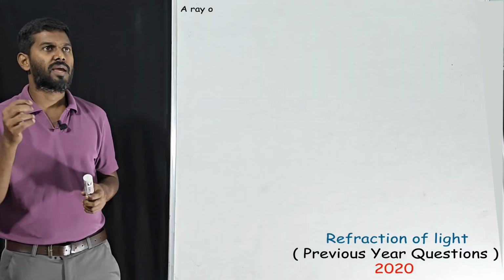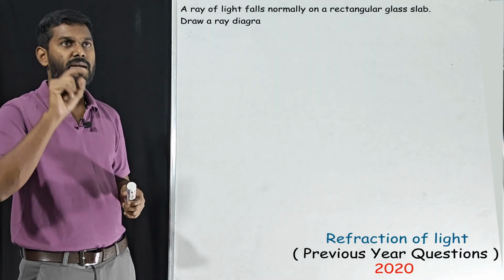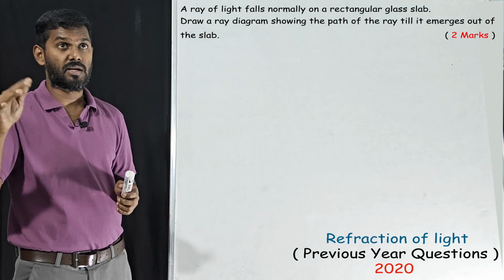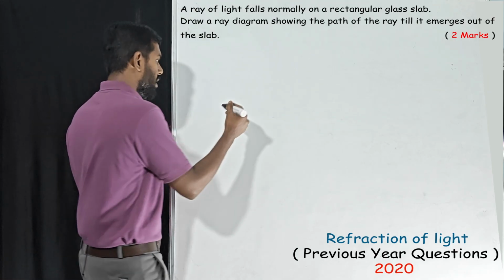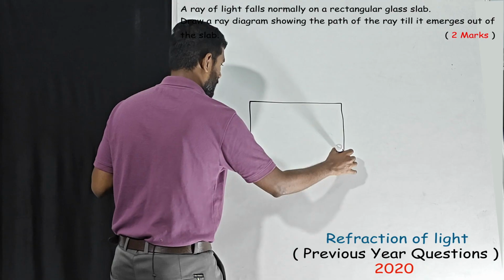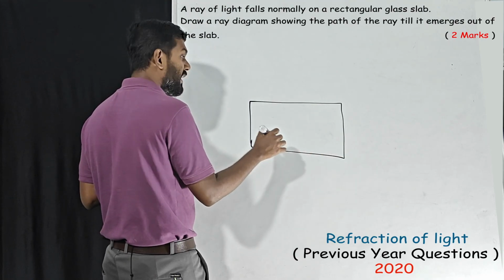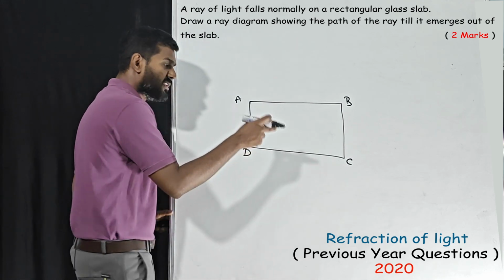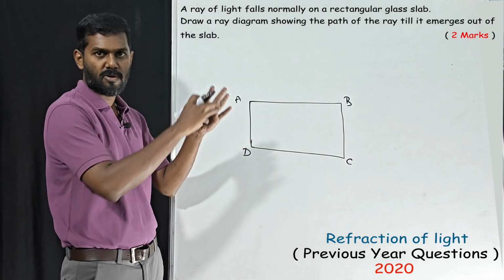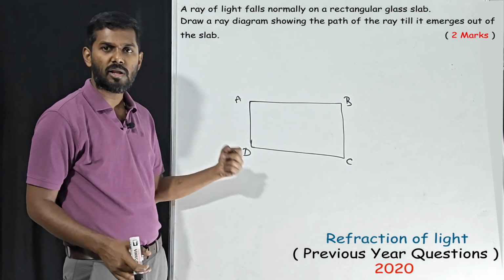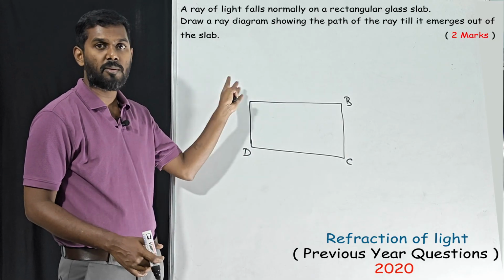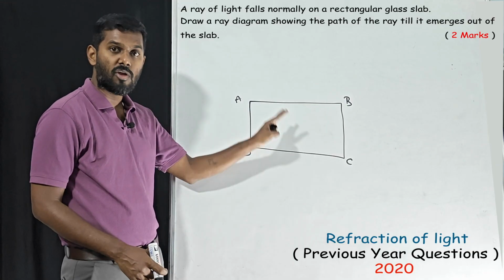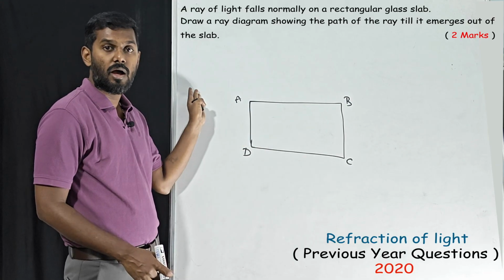Our next question: a ray of light falls normally on a rectangular glass slab. Draw a ray diagram showing the path of the ray till it emerges out of the slab. Whenever you are drawing a ray diagram, use scale and label A, B, C, D. See, in this question we are drawing it from scratch, from the beginning, so you can name it however you want. If they have given A, B, C, D in a different orientation, if A starts here, then B, C, D, you have to take the same thing from the question paper.